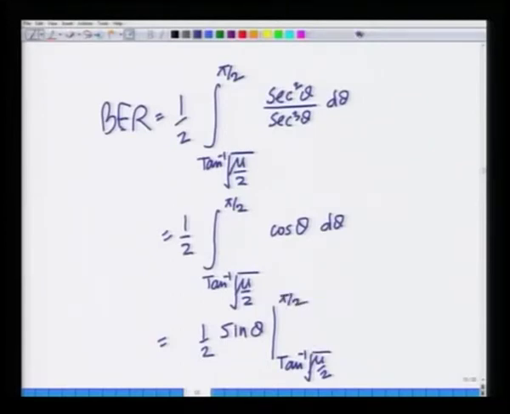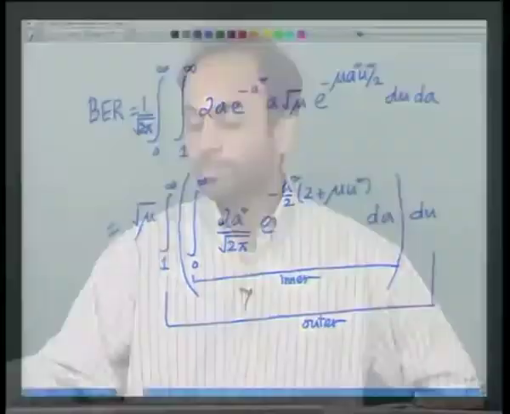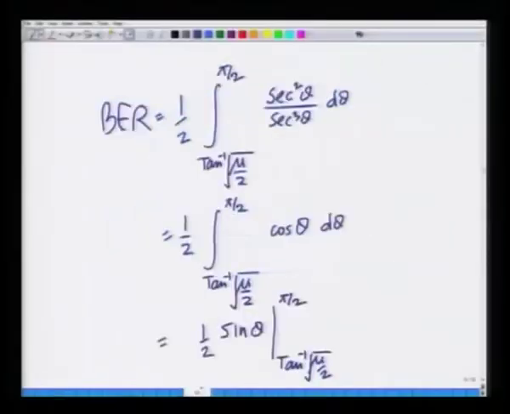And look at this, this integral has simplified so beautifully. We started with such a complicated expression that involves these rather bulky looking integral expressions of double integral, and the result is simply so elegant. It is half sin theta between the limits tan inverse square root of mu over 2 to pi by 2. Let me remind you, mu is nothing but the SNR, P over sigma n square, right. Mu is nothing but P over sigma n square.